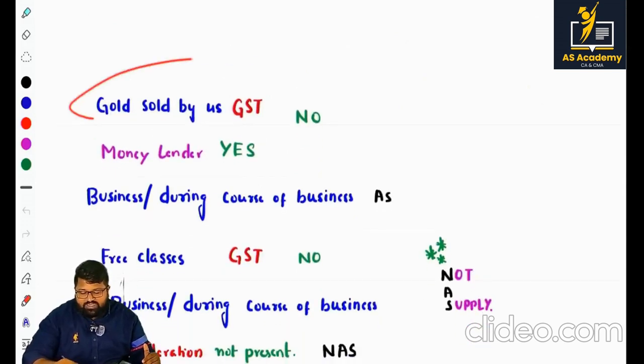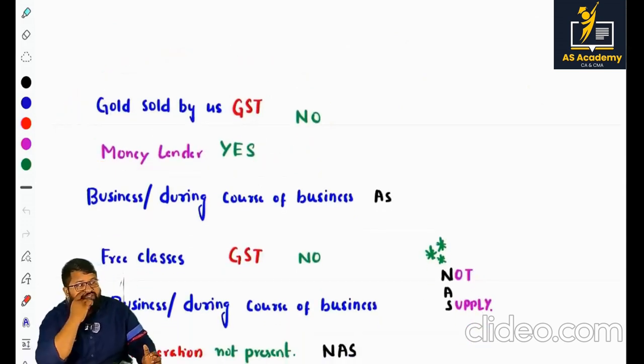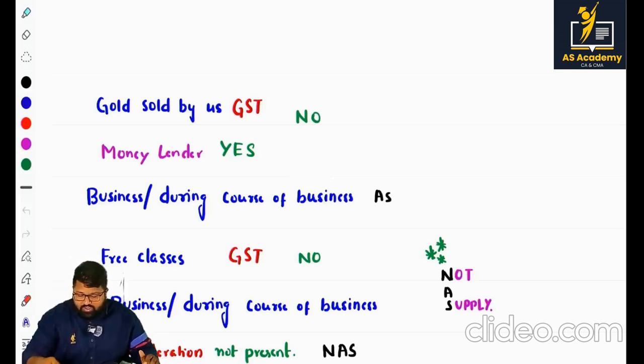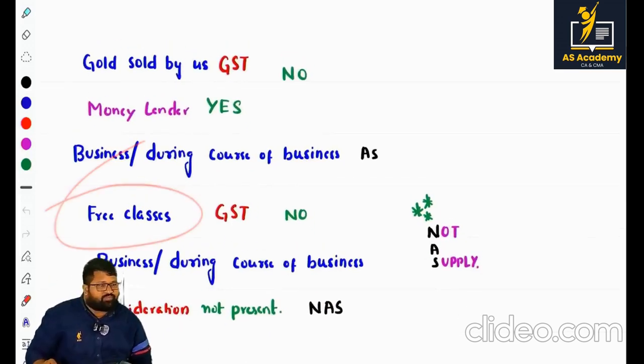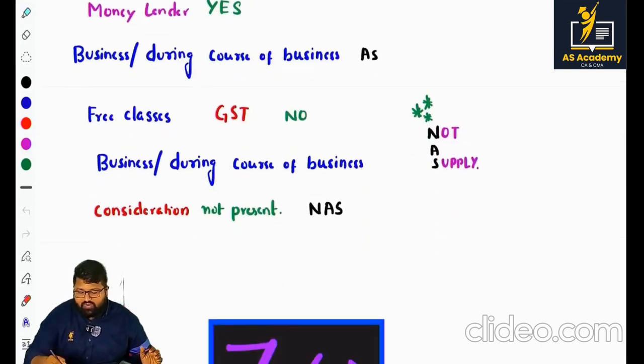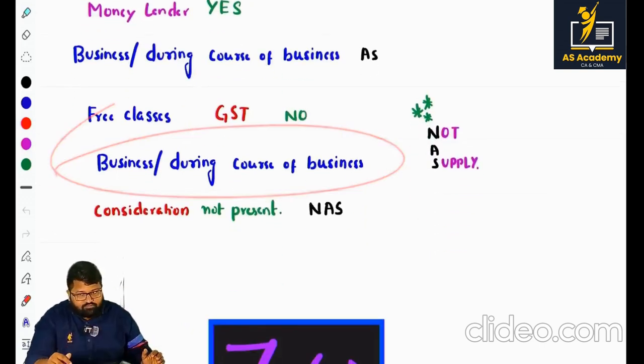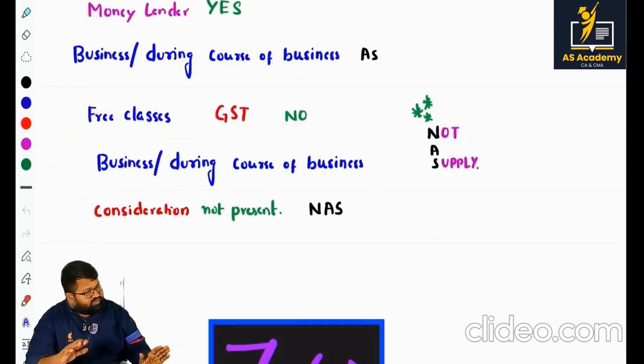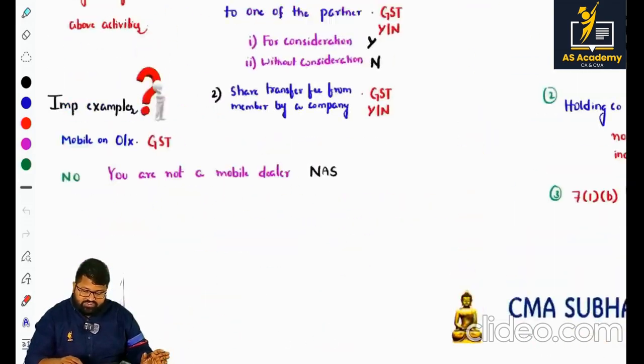Sir, what about the second case, ma? Gold sold by us. Sir, we are selling. Are we goldsmiths? No. Are we money lenders? No. Then in this case, no GST. What is the reason, ma? There is a consideration, but it is not in the course or furtherance of business. Okay. Free classes. What about this? No GST. Sir, it is in the course or furtherance of business only, but no consideration. Okay. Next, what about the business course? Yes, it is applicable. Definitely, it will be applicable. Okay. Next, what is the next one, ma?